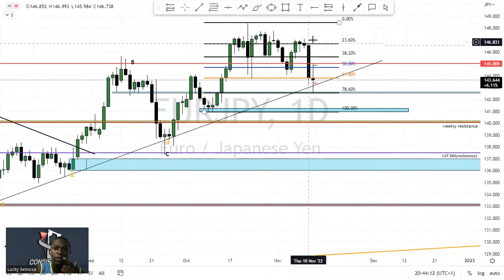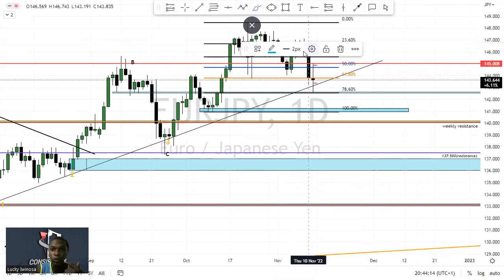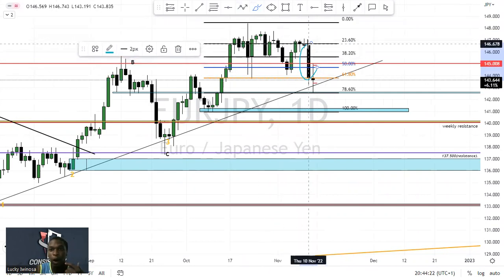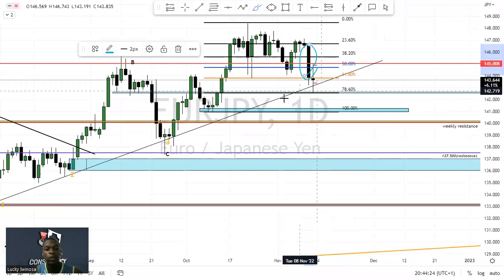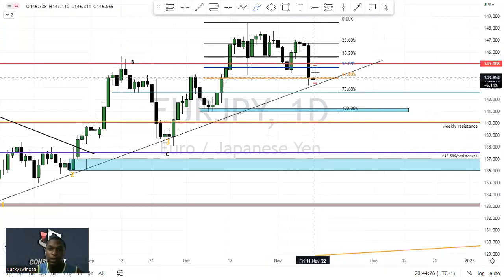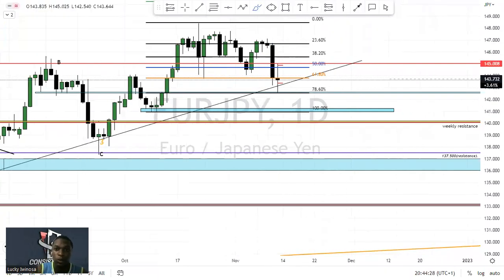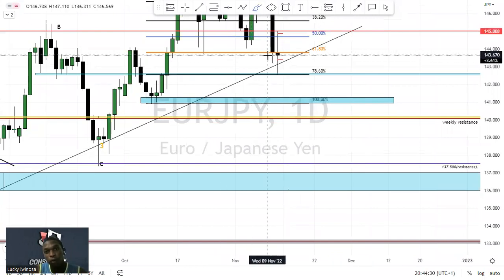Even so, I can see this is very nice momentum to the downside that happened on Thursday. Very nice momentum to the downside on Thursday. And then what happened on Friday? We can see some indecision on Friday. Buyers stepped in, sellers stepped in, and it was a draw for them on Friday.